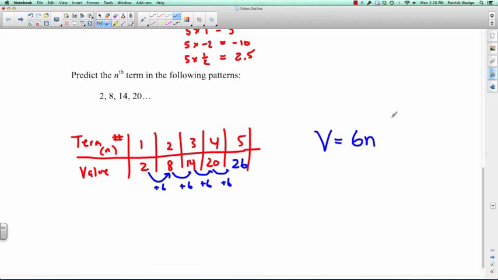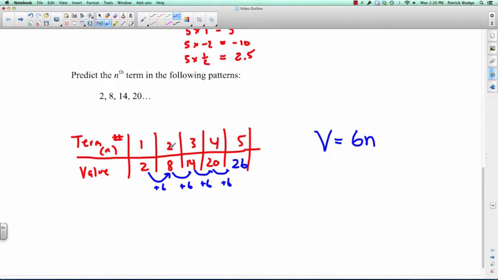Now, does that work? Let's see. 6 times 1 is 6, but we want to get to 2. 6 times 2 is 12, but we want to get to 8. So what do you have to do? 6 times 1 is 6. What do you have to do to get to 2? Well, there's a couple of things you could do. You could divide by 3. You could subtract 4. Let's try the second one.